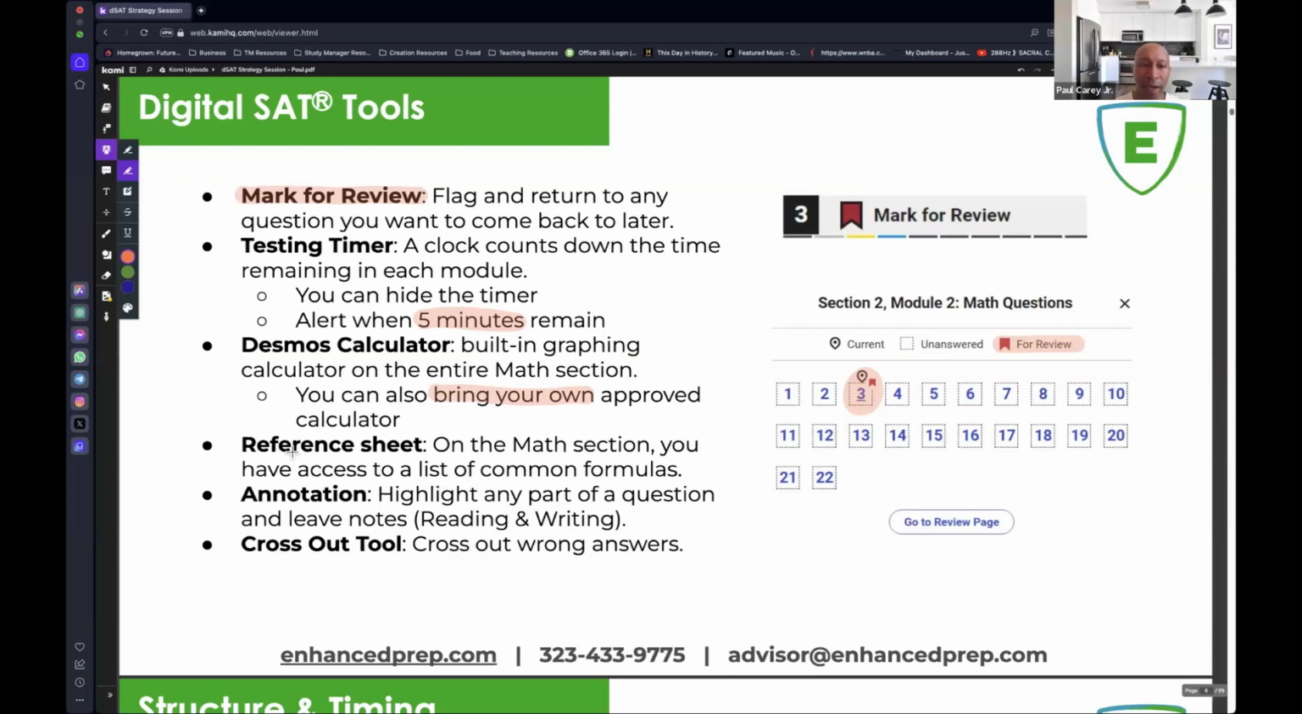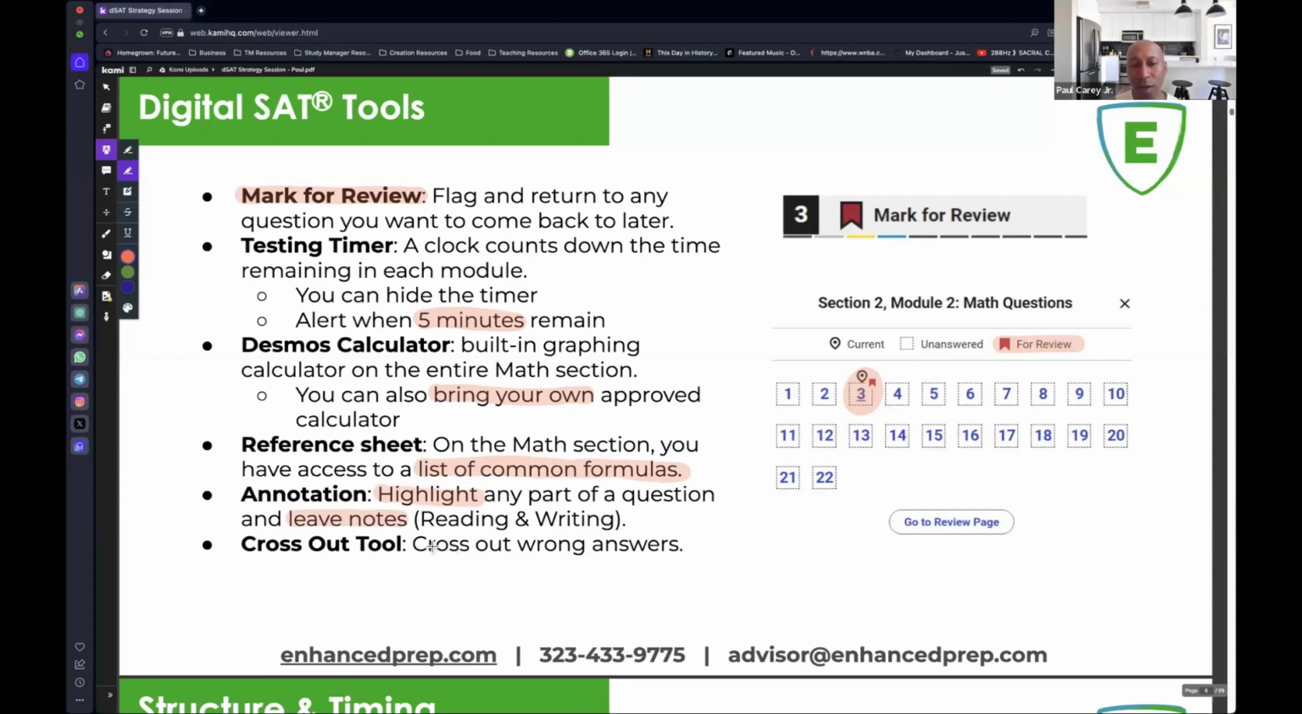There's also going to be a reference sheet. On the math section, you have access to a list of the common formulas, right? So you're not necessarily going to have to remember all the equations for the math portion. This is definitely going to be helpful and key. There's also going to be an annotation tool, right? This is going to be good, just like I'm highlighting right now. You're going to have that chance to highlight and leave notes within the reading and writing section, okay?